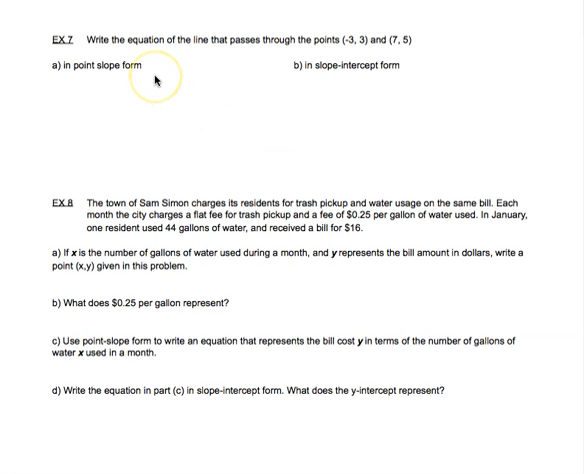Example 7, write the equation of the line that passes through -3, 3 and 7, 5. So, in point slope form, we have to obviously calculate the slope first. So I'm going to start with this point. So y is 5, x is 7 for my slope formula. Y here is 3, here it's -3, which means this guy turns to a plus. 5 minus 3 is 2. 7 plus 3 is 10. And 2 over 10 reduces to 1/5.